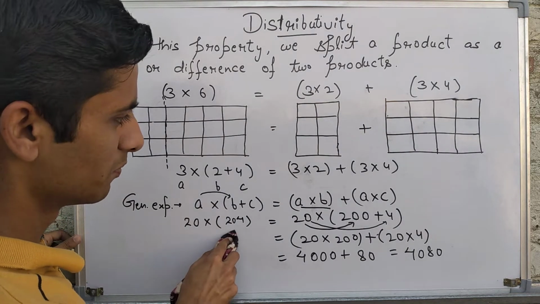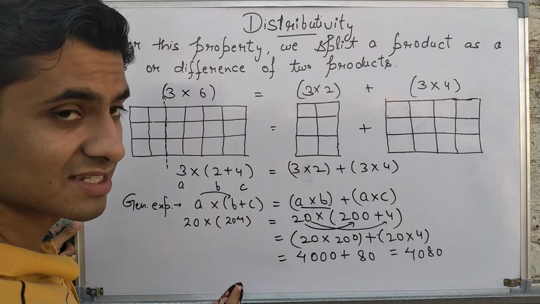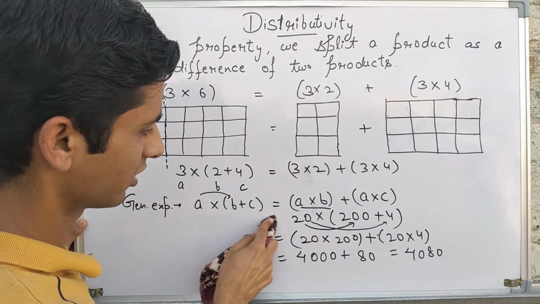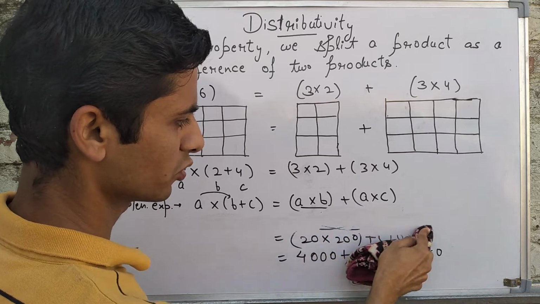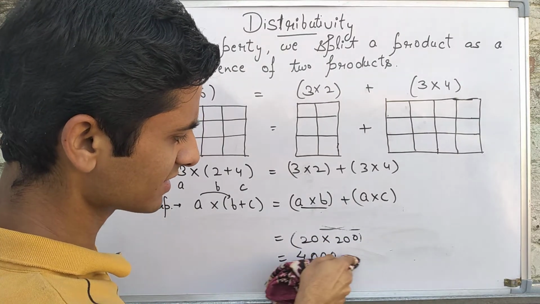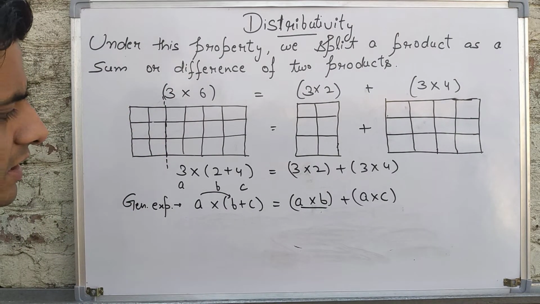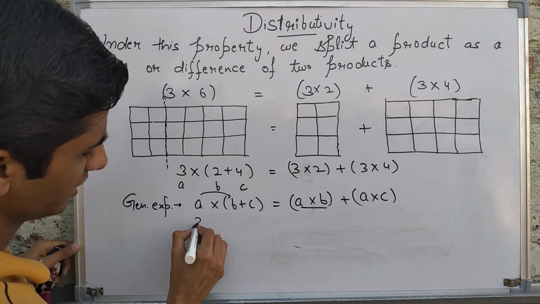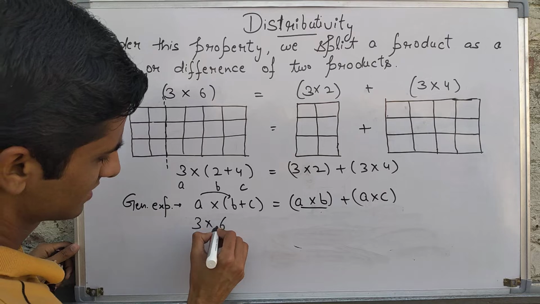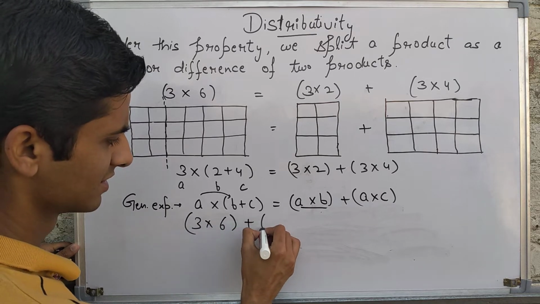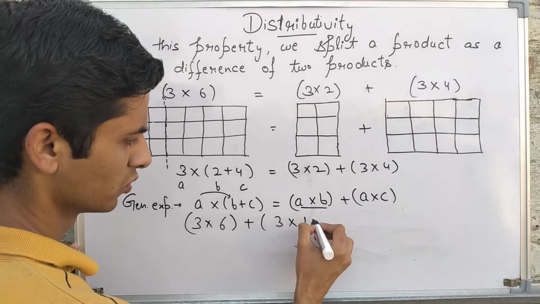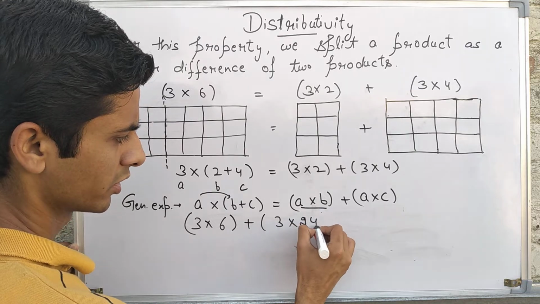So now moving further, let us take another example for distributive property. Suppose the question is: solve 3 into 6 plus 3 into 24.